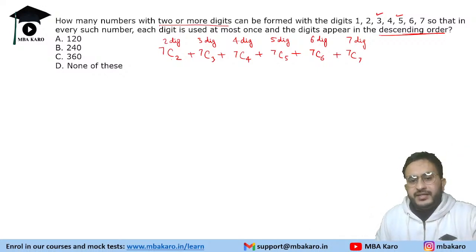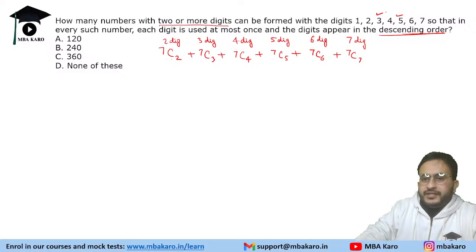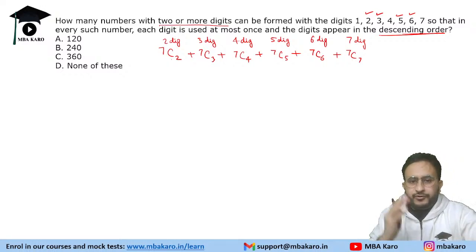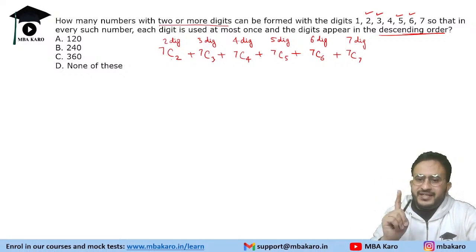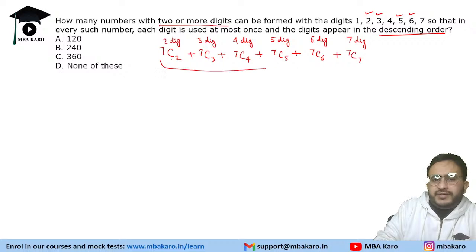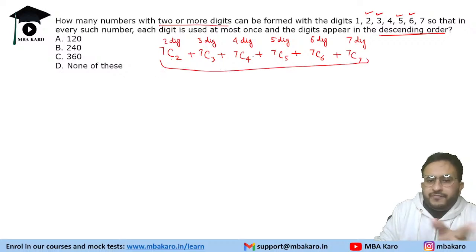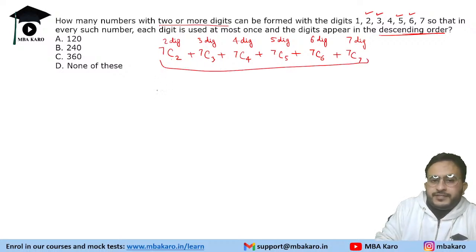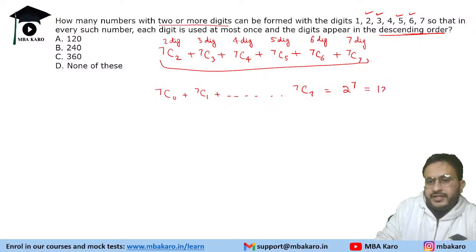Because if you are picking four digits, let us say you picked 2, 3, 5 and 6, you have selected, 7C4 ways to select. Arrangement is only one way because only one way will be the descending one, right? So that is the total we need. Now instead of adding these, we know if we add from 7C0 plus 7C1 and so on till 7C7, that is equal to 2 raised to the power 7 or 128.